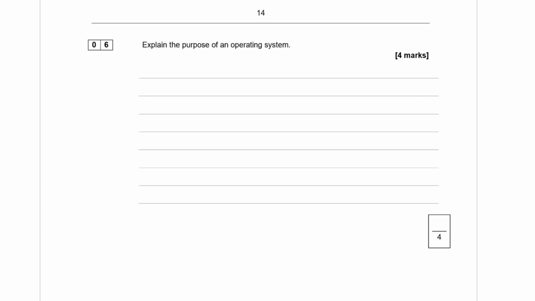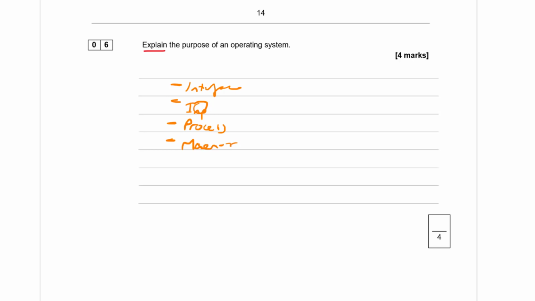And now we need to explain the purpose of an operating system for 4 marks, so 4 distinct points here. When it's an explain question, it's relatively straightforward. So the things we talked about in the video were the interface, input-output devices, so I/O devices, processor, that's very important, so processor management and memory management.